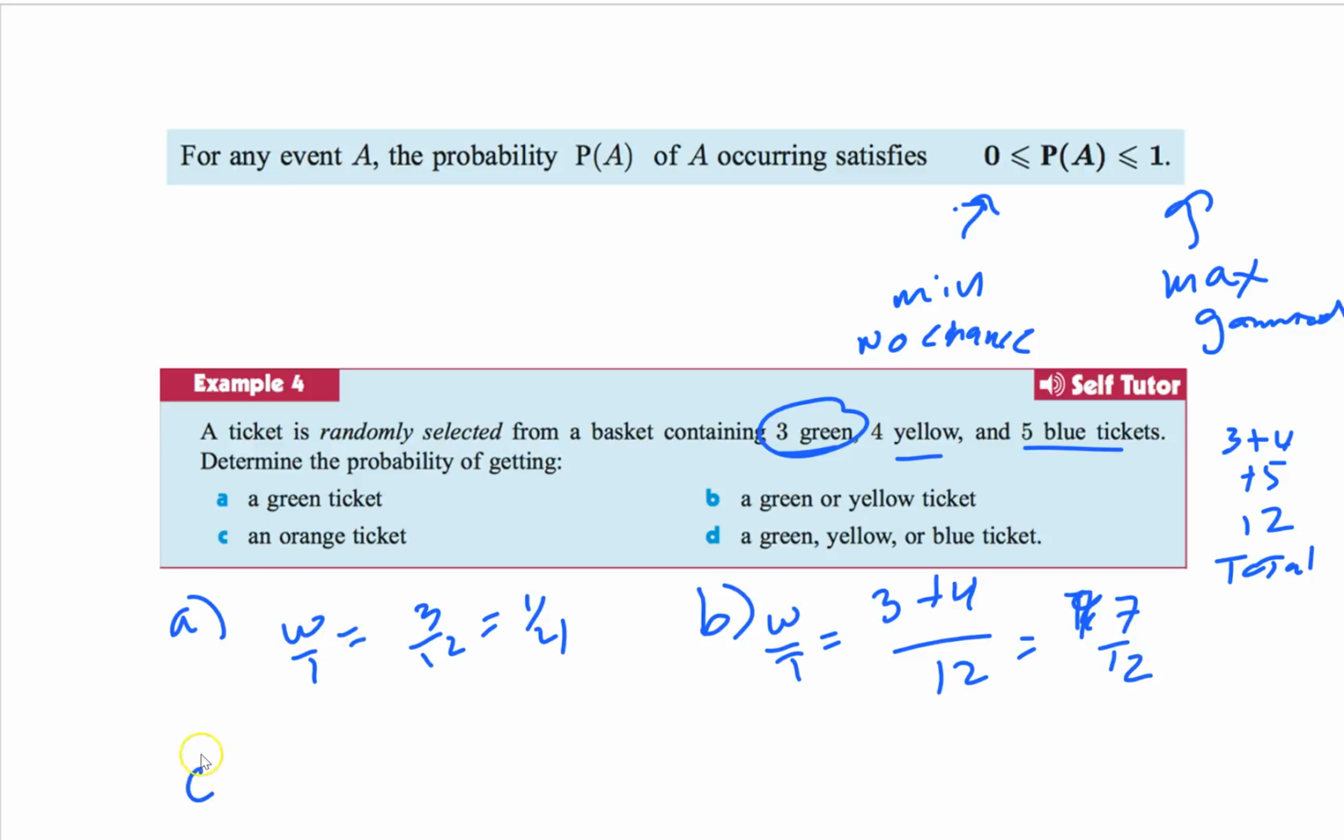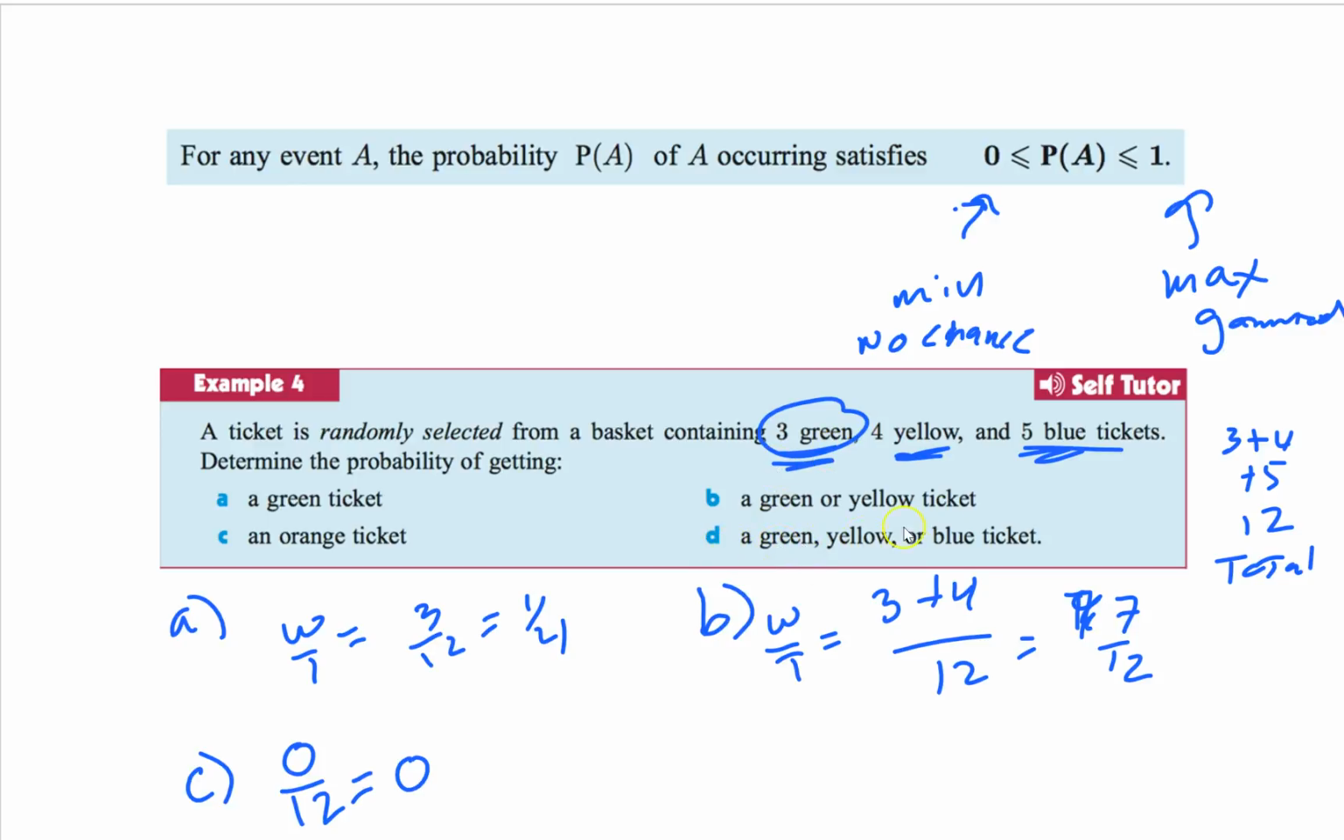C, an orange ticket. If you look, there's no orange ticket at all. So there's no chance you're going to get that. So you just put 0, right? How many do you want? There's none there. So 0 over 12. Or 0%, right? Lowest you could get is 0.